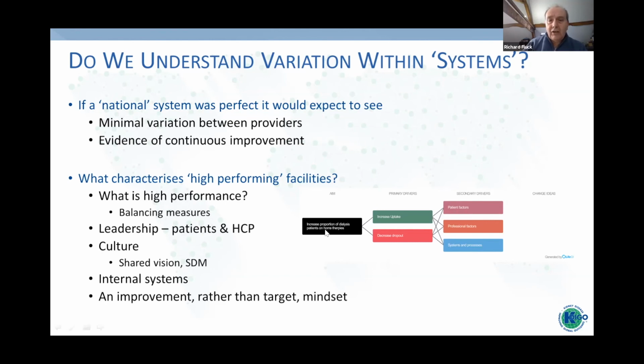And I think, if we're just talking about home therapies, I hope you can read this, but in terms of primary drivers for increasing the proportion of people on home therapies, it's quite a simple equation. You want to increase the uptake and you want to decrease the dropout. And certainly you want to decrease bad dropouts, so dropouts to other modalities. But there are a whole load of factors that you feed into that process.